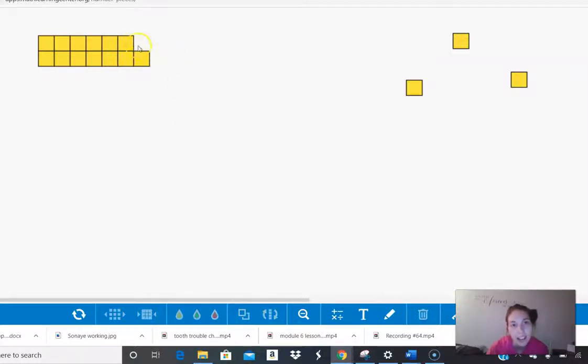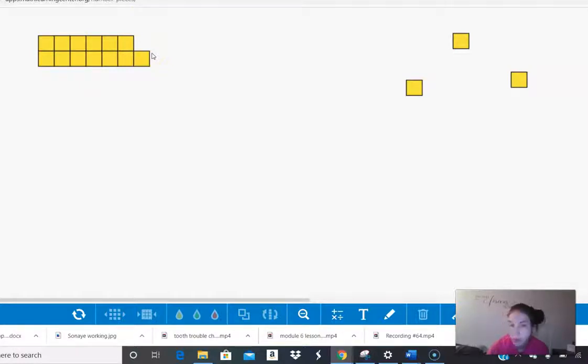13 is an odd number. It does not have enough to have a partner here. So 13 is odd. So this example showed that an even number plus an odd number still has an odd answer. Let's try another one and see, maybe it was just this one.